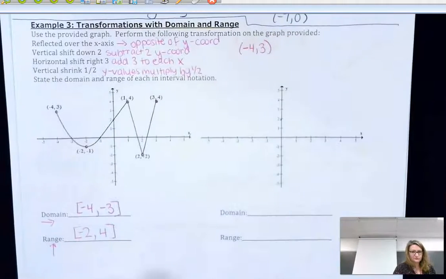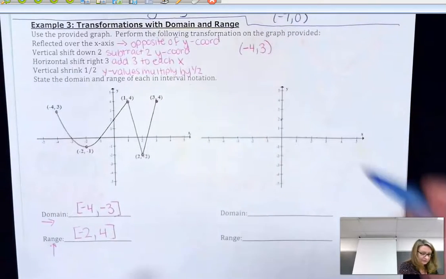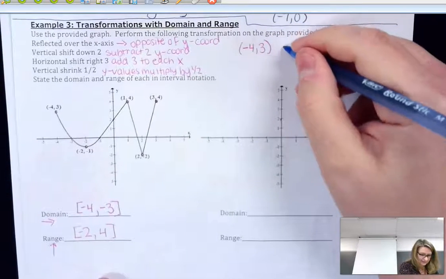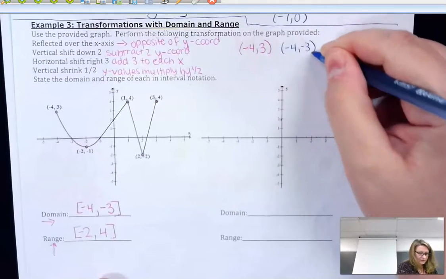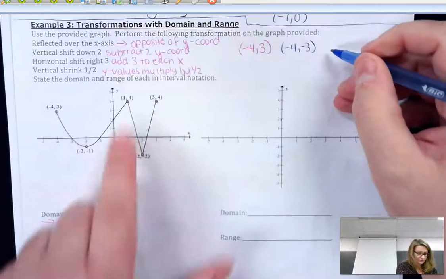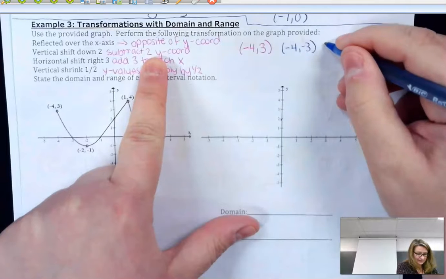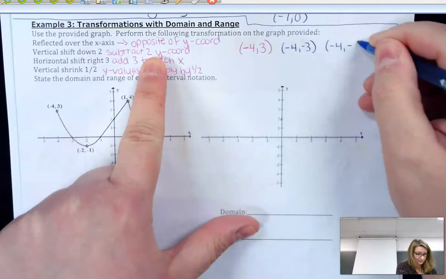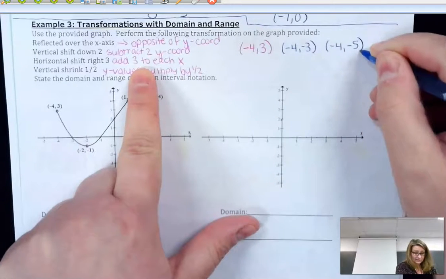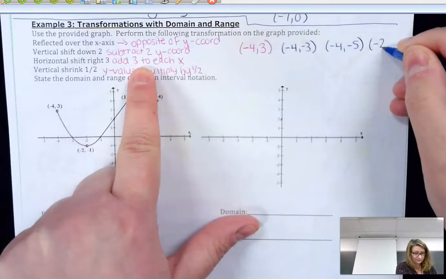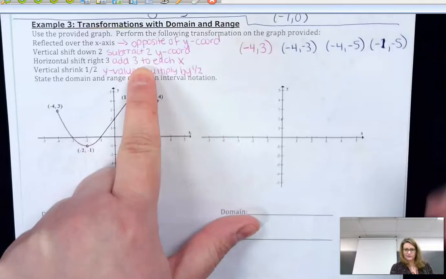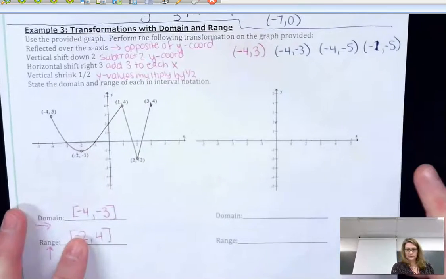So each transformation, I'm just going to jot this down. The reflection over the x-axis would take that to -4, -3. Subtracting 2 from the y-coordinate would take that to -4, -5. Adding 3 to the x would take that to -1, -5. I did not leave myself enough room, so I'm going to slide this to the side just a little bit.